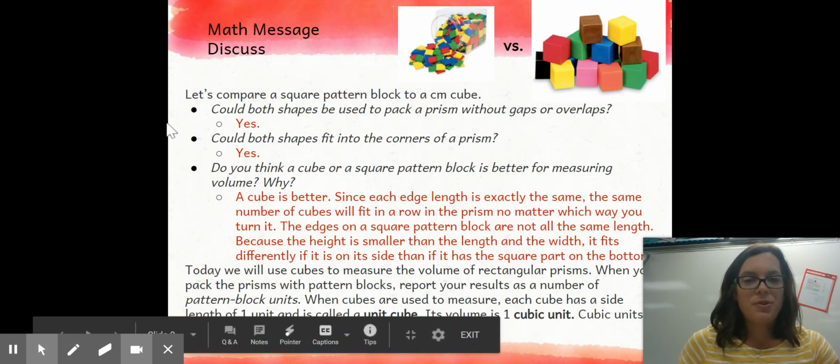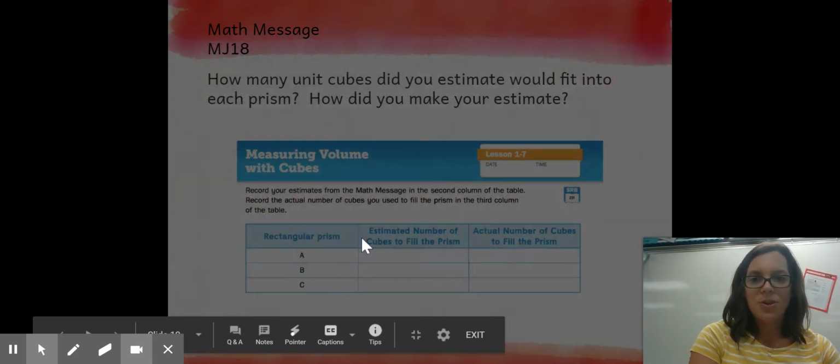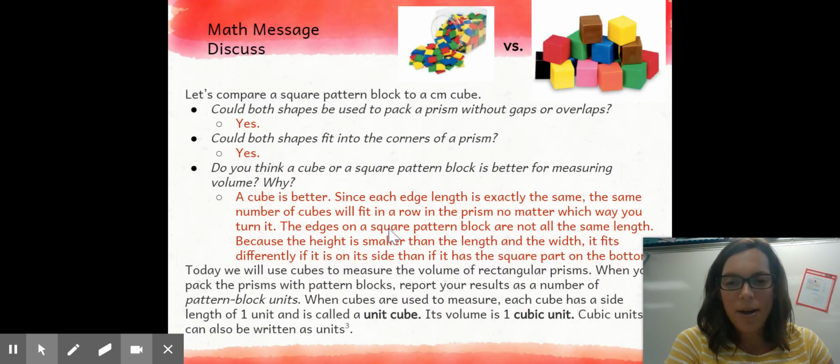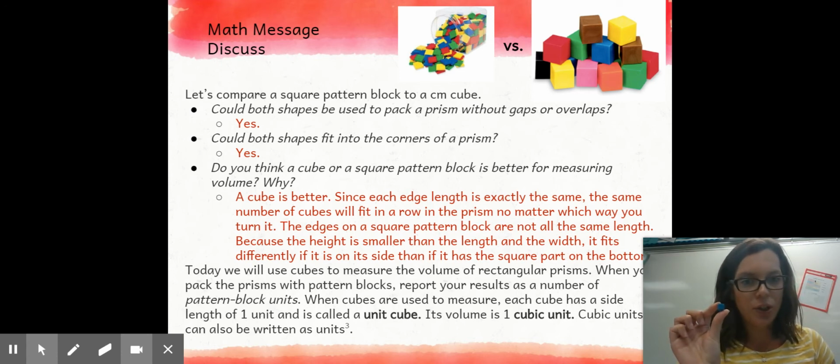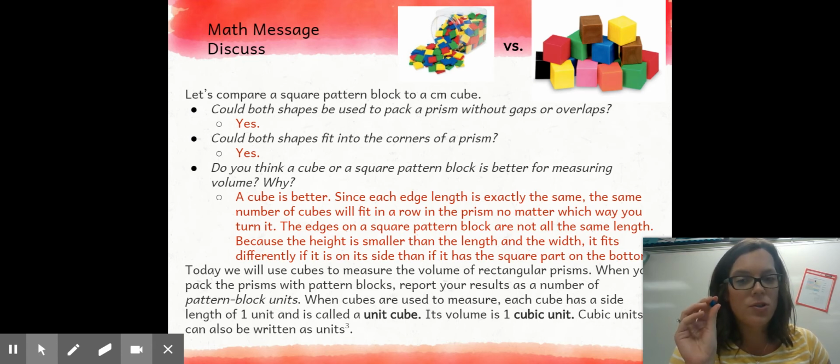Today we will use cubes to measure the volume of rectangular prisms. When you pack the prisms with pattern blocks, you will report your results as a number of pattern block units. When cubes are used to measure, each cube has a side length of 1 unit and is called a unit cube. Its volume is 1 cubic unit. Cubic units can also be written as units cubed.